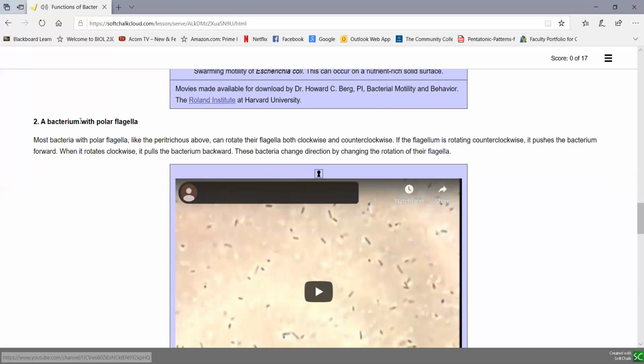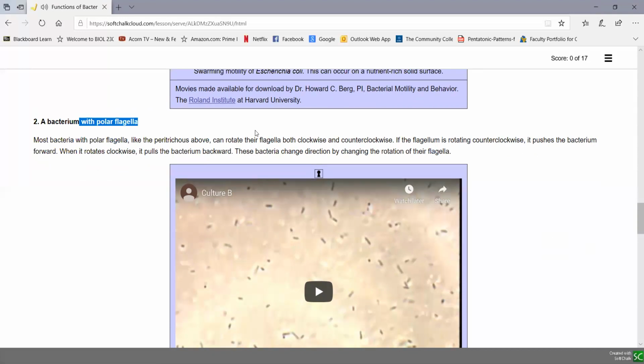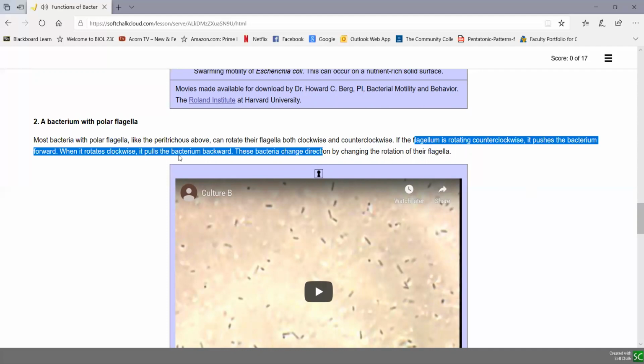Now, when bacteria have a polar flagellum, a single flagellum at one end, the flagella can also rotate both clockwise and counterclockwise, but in this case, when the flagellum rotates counterclockwise, it pushes the bacterium forward. When it switches and rotates clockwise, it pulls the bacterium backwards. So in this case, it's the clockwise or counterclockwise that determines whether it goes forward or backwards.